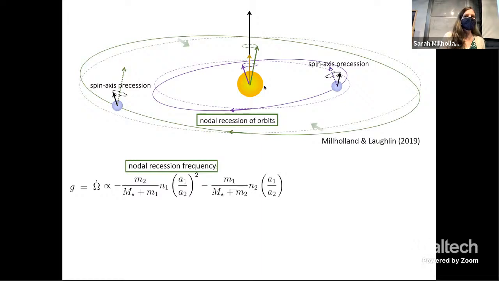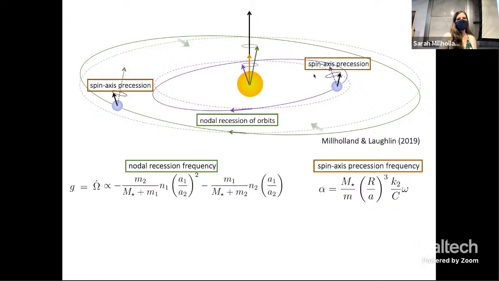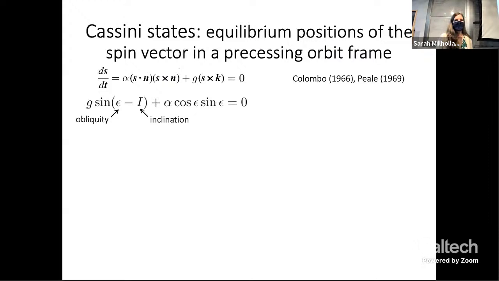In addition, torques from the star onto the planets themselves cause their spin axes to precess around their respective orbit normals. And the frequency of this spin axis precession, we can label with alpha. So it is the comparison of these two frequencies, g and alpha, that dictates the resulting dynamics. In this precessing orbit frame, Cassini states are the equilibrium positions of the planet spin vector. That is, they are the positions where the spin vector is fixed in this precessing orbit frame. This condition can be written with an expression that looks something like this, where g and alpha are those frequencies I just defined, epsilon is the planetary obliquity or axial tilt, and I is related to the orbital inclination.